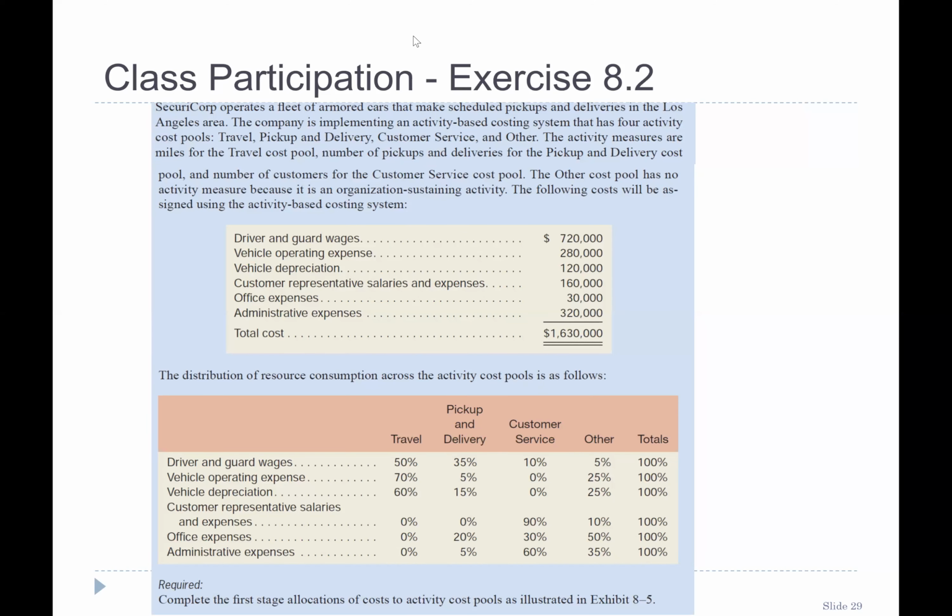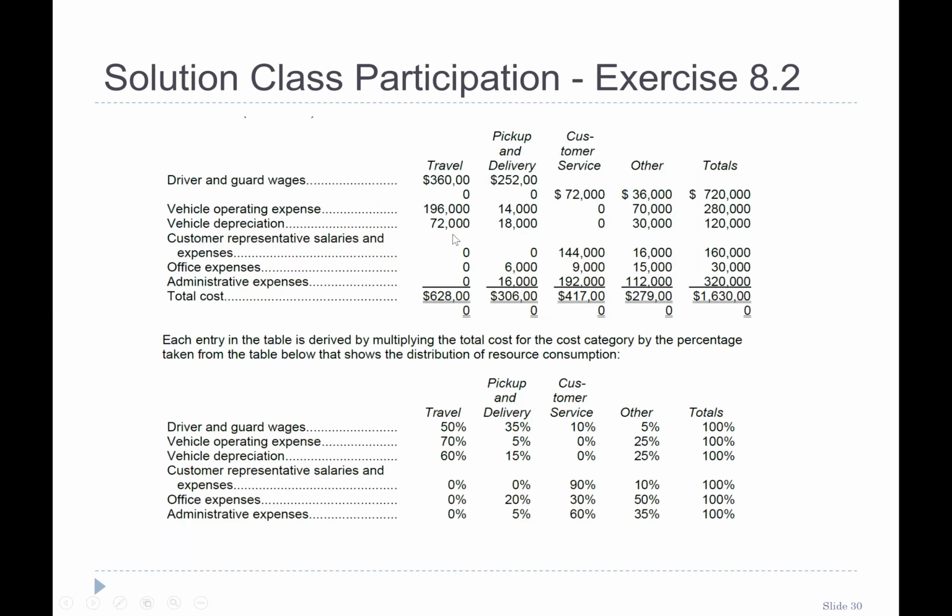Okay, guys, welcome back after the break. So we were having a breakout room class participation. For this question, I have pasted the question here and also the solution here. Please check your answers. So all we have to do: the driver and guard wages are 720,000, and 50% belongs to travel, 35% belongs to pickup and delivery, 10% belongs to customer, and 5% others.